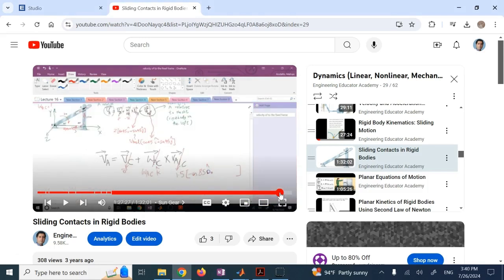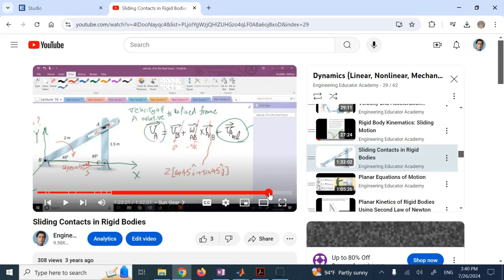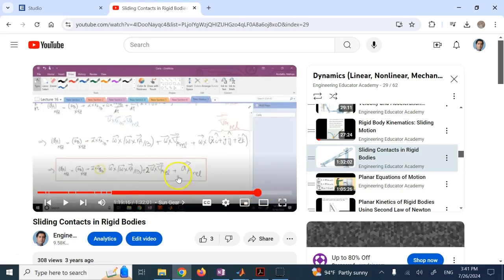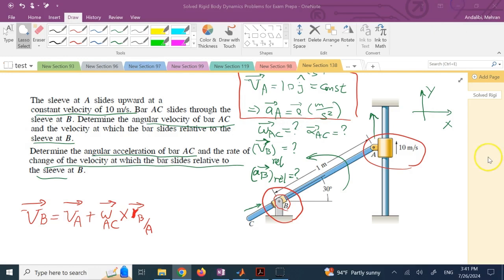And one of them is A relative, and the other one is a Coriolis term, which is 2 omega V relative. Let me show you that one as well. And these are those 2 formulas we're going to use. So the first 3 terms are for a rigid body, and these 2 extra terms are added because A can move with respect to the object that has BC, okay? So we're going to use those formulas.